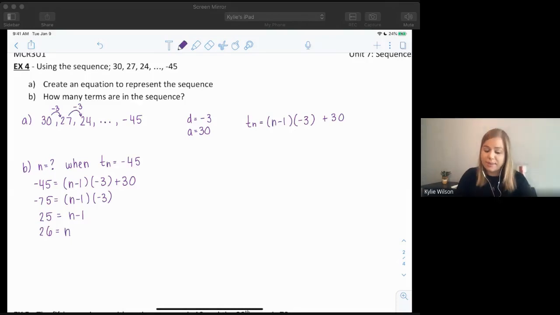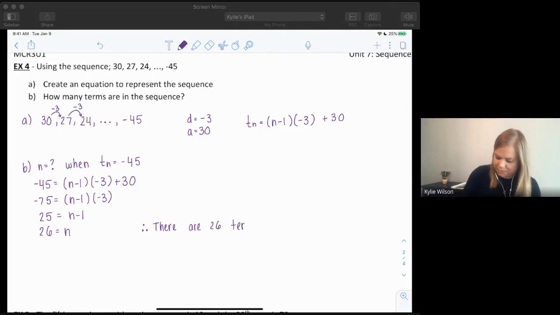So that means that within these little dots here, we have all of the extra terms. That makes there 26 terms total. So I'd write a little therefore statement: therefore, there are 26 terms. And that's our final answer.